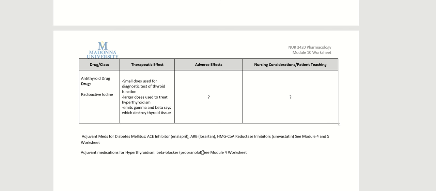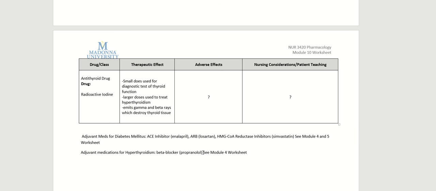You need to be aware that this does not do anything to change your thyroid hormone levels, but it does control some of the symptoms that a patient would have with hyperthyroidism. So again, when we are stopping this medication, just like we told our patients before, we don't want them to abruptly stop. We want to make sure that we taper that medication.